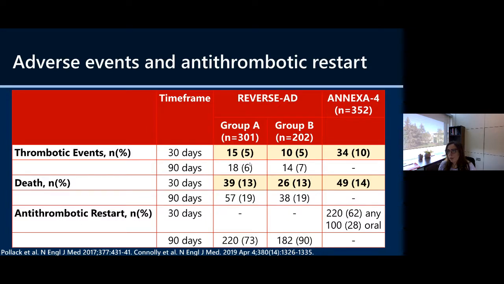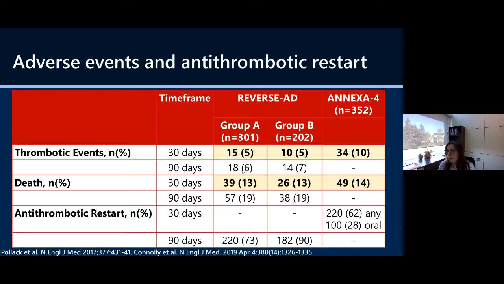In the REVERSE study, 5% of patients had a thrombotic event within 30 days, and in the ANNEXA-4 study, it was 10%. It's difficult to compare these two groups head to head, obviously, because the populations were quite different. But this is within the realm of what we see even pre-DOACs, like in the warfarin data, where we see rates of around 5 to 10% thrombotic events.